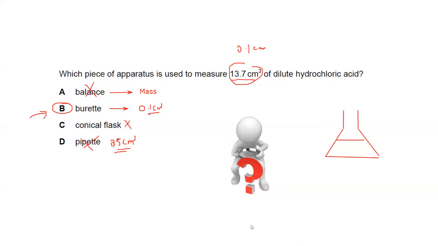Is it clear to everyone? You can use your mic or you can use the chat if you still have a doubt.